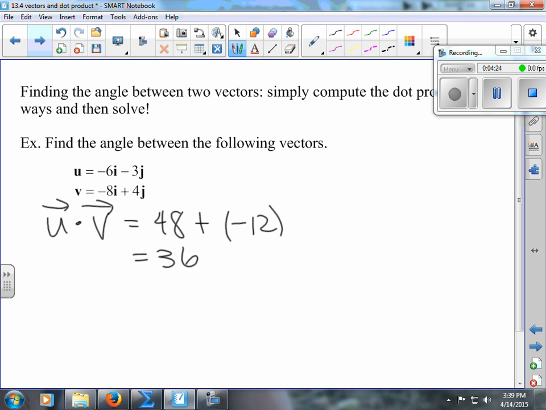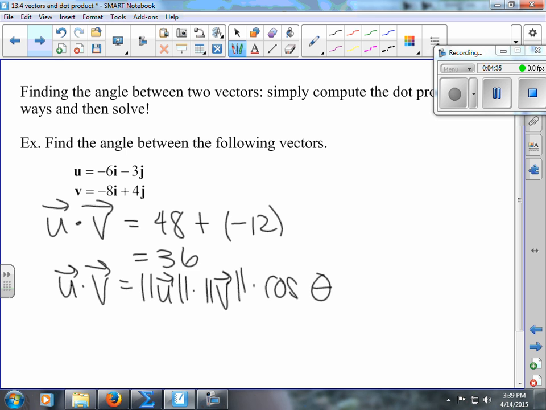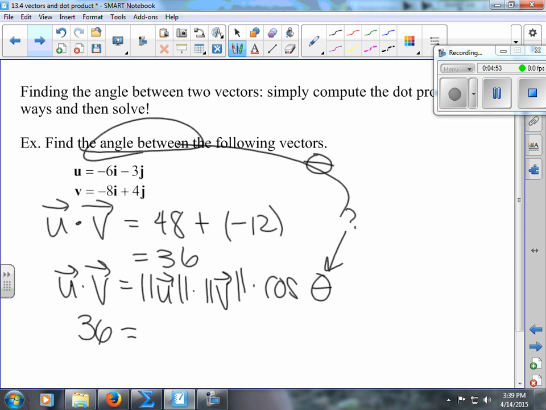I also know that the dot product should be the magnitude of u times the magnitude of v times the cosine of the angle between them. And this is what we're looking for. That's the question. Find the angle between the vectors. Find theta. So I am looking for cosine of theta, but I know the dot product is 36, so I can fill 36 in for u dot v. Also, if you work on this, the magnitude of u is square root of 45. The magnitude of v is square root of 80.